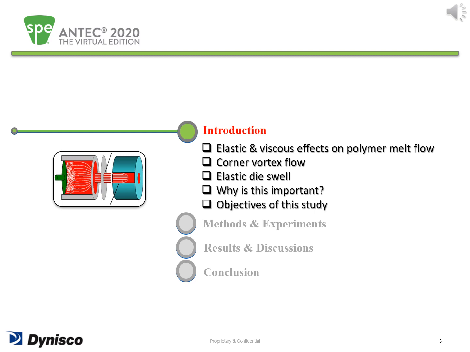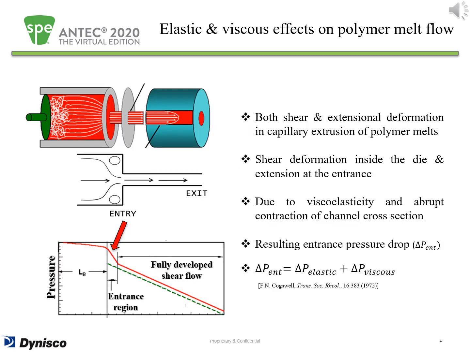In the introduction section, I quickly talk about the elastic and viscous effects on polymer melt flow during a capillary extrusion process, namely corner vortex flow and elastic die swell. Viscoelastic polymer melts face both shear and extensional deformation during a capillary extrusion process.